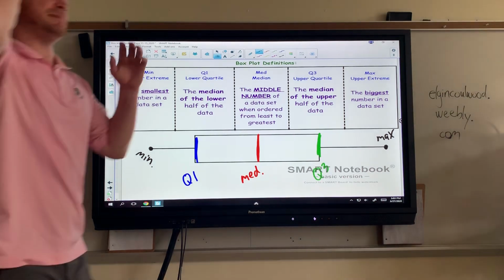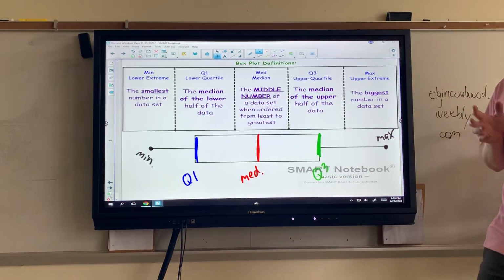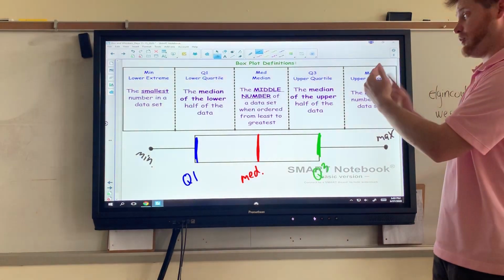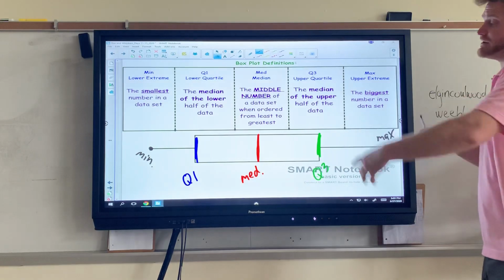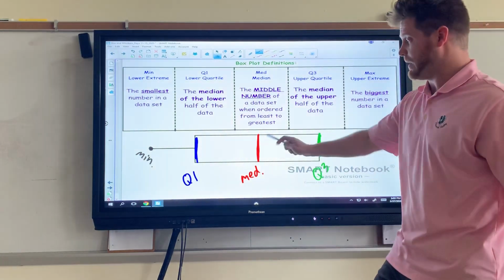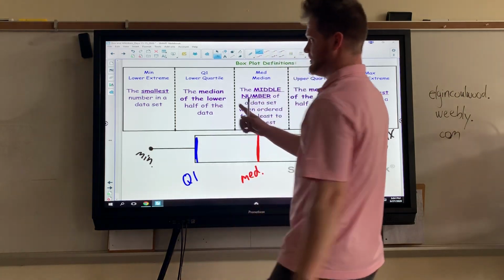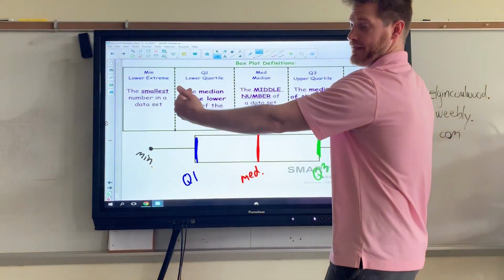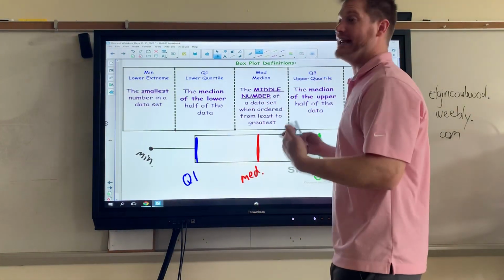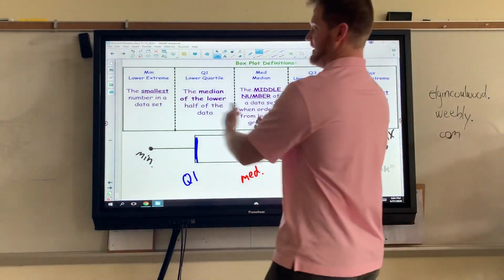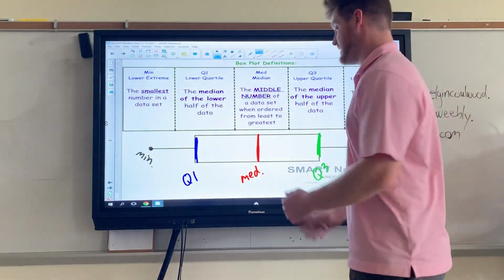So when we look at these data points, the median is going to be the middle number. Now you have to find the middle number after ordering them from least to greatest. It's the only way to do it. Once you order them from least to greatest, the median is going to be that middle number. Anything to the left of that middle number is going to be considered the lower half. In order to find Q1, you then have to find the median of that lower half. That's Q1, that's where that box begins.